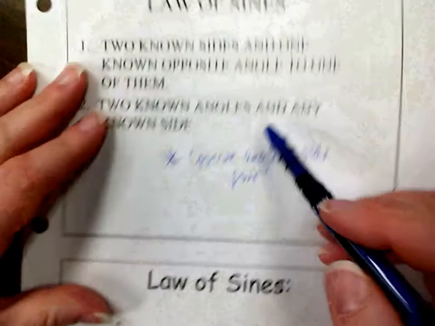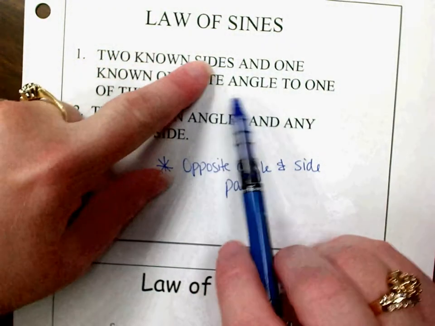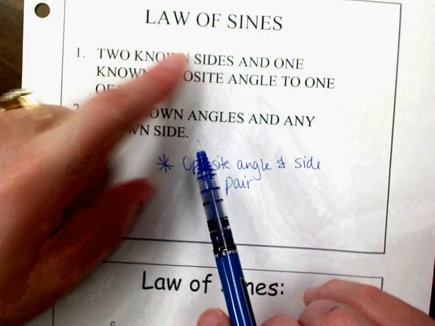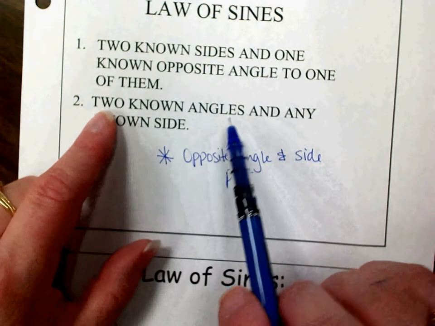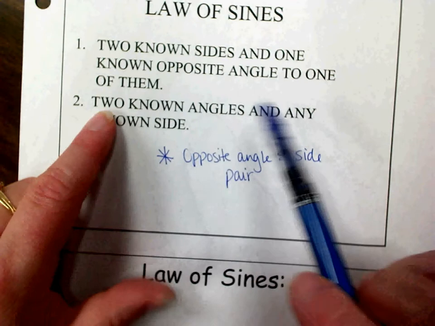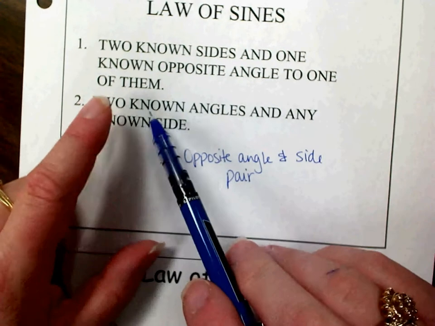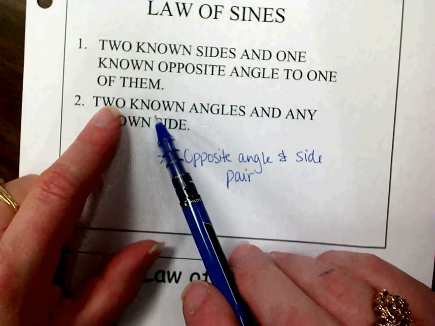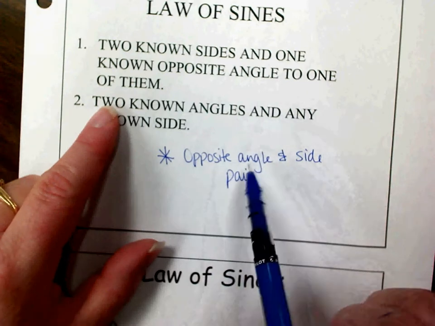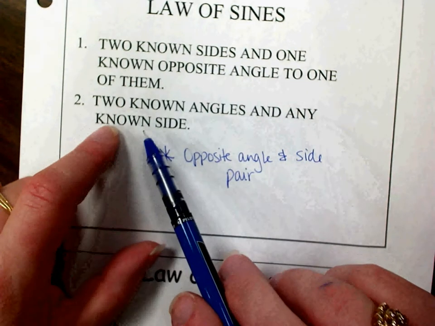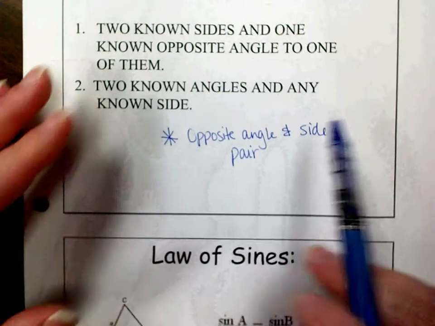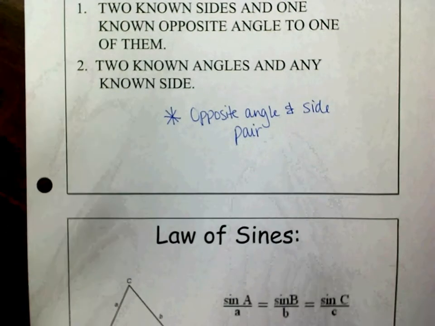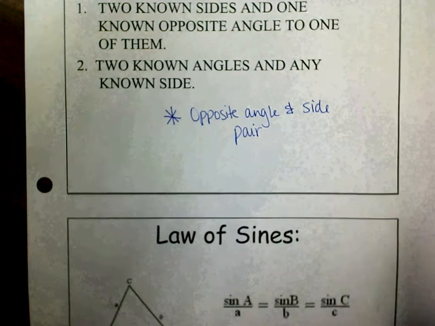So here, we're given it when it says one of the sides is opposite this angle. Here, since we're given two of our angles, we know we can use the Triangle Sum Theorem to find the third one. We can just add the two that are given and subtract from 180, and now we know all three angles. So when we're given one side, we now have an opposite angle and side pair. So that's the key. To use the law of sines, you have to have an opposite angle and side pair.